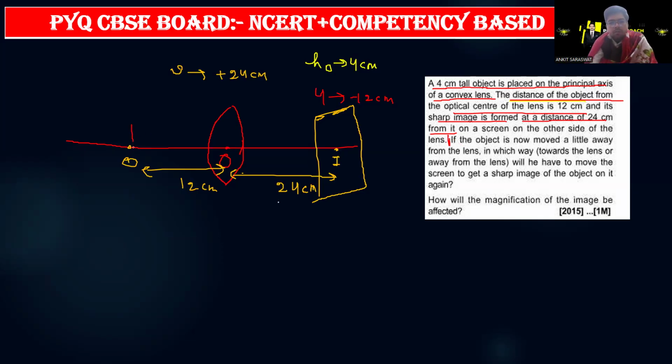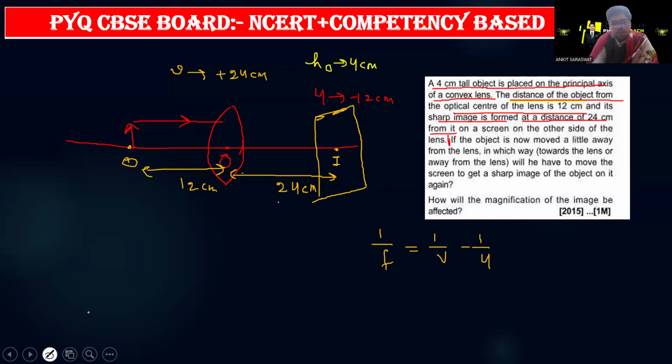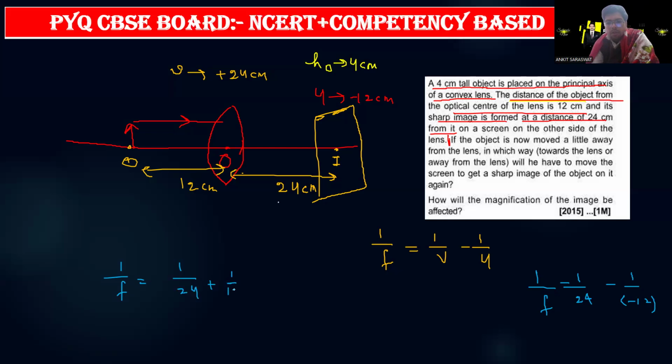Now the object is 4 centimeter. You will draw the incident ray like this. So you can check the focal length. What is the focal length of the lens? 1 upon f is equal to 1 upon v minus 1 upon u. Now calculate the focal length and give me the answer. v is measured in the direction of the incident ray, so it will be 1 upon 24 minus u, which is negative 12. So 1 upon f is equal to 1 upon 24 plus 1 upon 12.